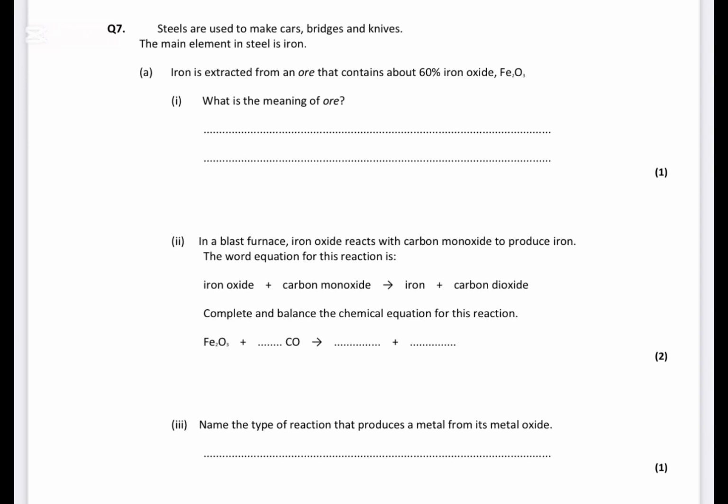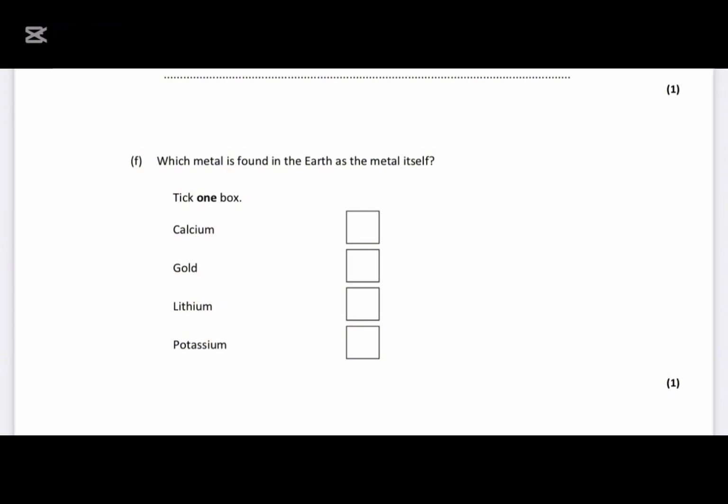Let's move to the next question, which we have here on the list, F. This particular question says, which metal is found in the earth as a metal itself? The answer is way too easy. This is talking about native metals or pure metals, which is actually gold. If gold was not there, platinum would have been the answer, or silver.